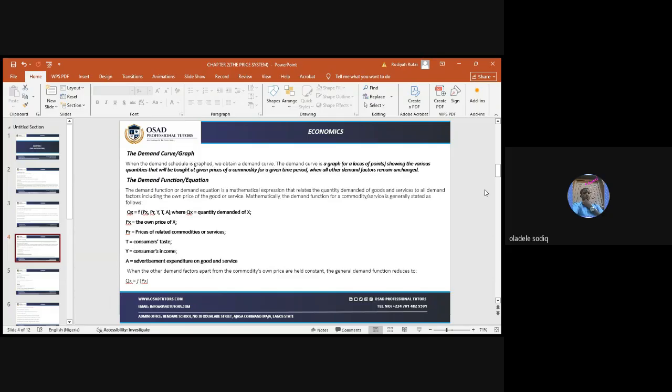So when the other demand factors apart from the commodity price are held constant, the demand function is reduced to F of PS. That is the real function of demand. The real demand function is QS equals F of PS. This is the function of demand. Please take note of that. So we are going to look at a question now. QS equals F of PS, where your PS is the price of the good, and that X there can represent any product, maybe beans or rice.